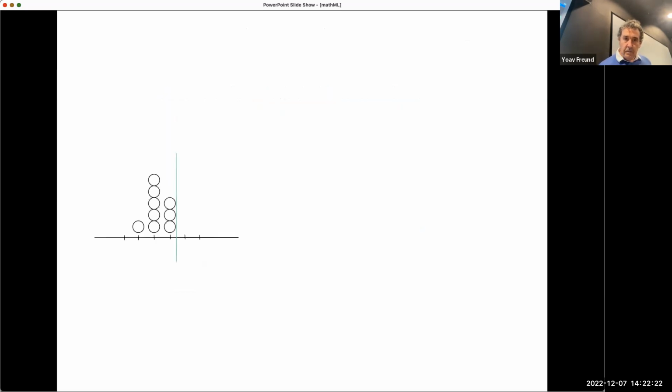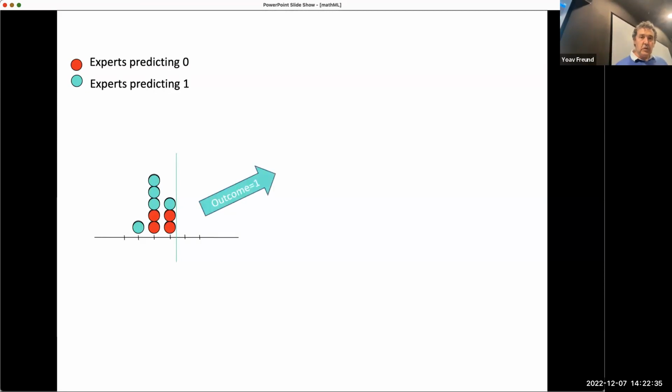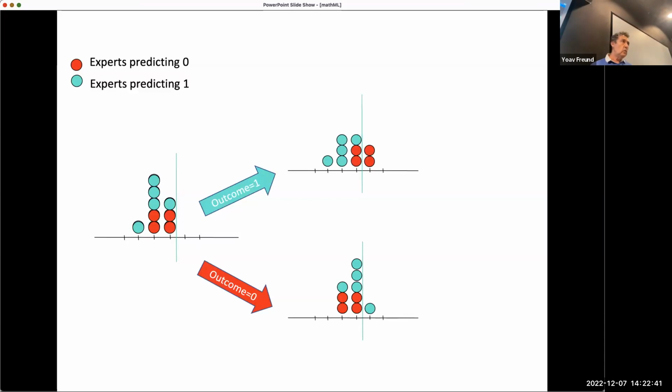All right. So again, we can draw these configurations. Basically in the configurations, we have those experts that predict 0 and those that predict 1. And we have two situations: either the outcome is 1 and we made a mistake, or the outcome is 0 and we made a mistake. Each one of them will generate a new configuration. And the question is, which configuration should we prefer, right? Basically, by predicting something, we know what configuration we'll get if we're wrong.